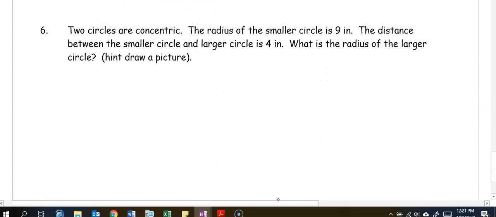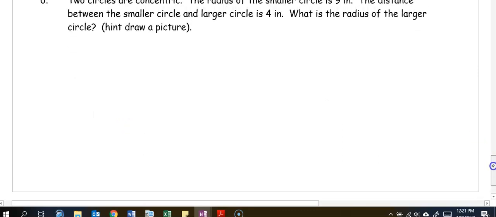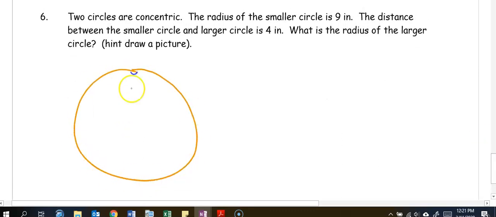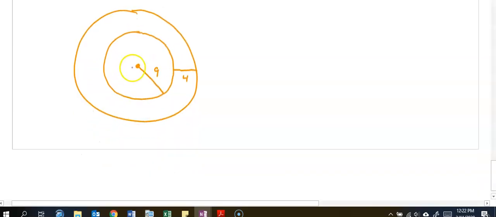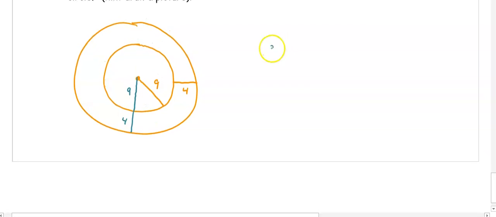Our last part: 2 circles are concentric. The radius of the smaller circle is 9. The distance between the small circle and the large circle is 4. What is the radius of the larger circle? In concentric circles, we have one circle inside the other with the same center. So we have a bigger circle, and we have a smaller circle. The radius of the smaller circle is 9. There is a distance of 4 between the two circles. So if we combine that, a radius of 9 and a distance of 4 would make the radius of our larger circle. So we can add 9 plus 4, so the radius would be 13 inches.